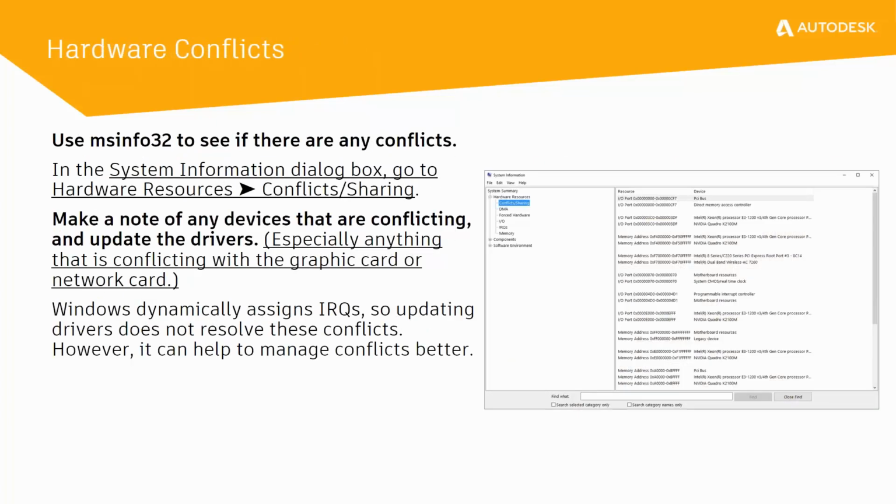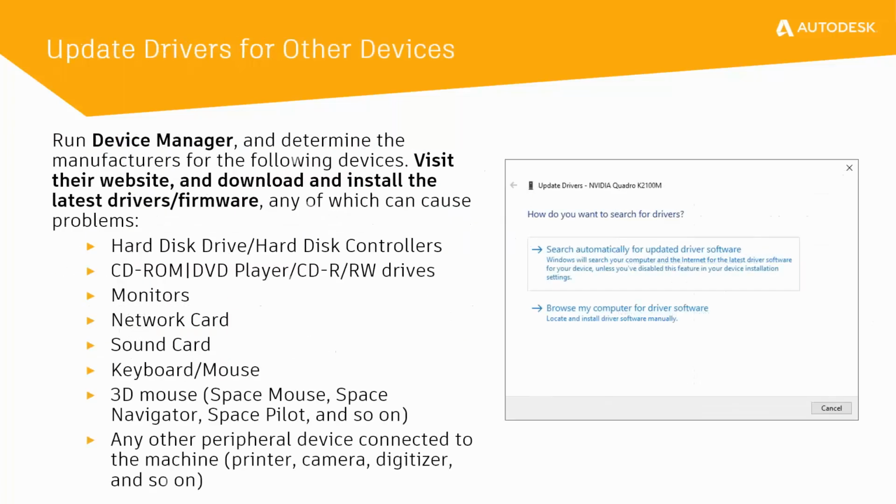Another area you can look at is things like hardware conflicts. You can use MSInfo32 to see if there are any conflicts. Inside of your system information, under System Summary, expand Hardware Resources, and you'll find Conflicts and Sharing. This will list any conflicts that you might have. The best thing that you can do here is update the drivers, especially anything that's conflicting with your graphics card or a network card, and potentially that can help improve your performance as well.